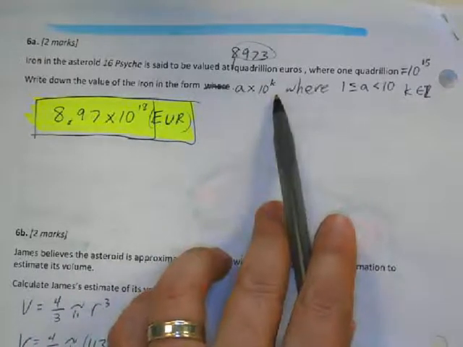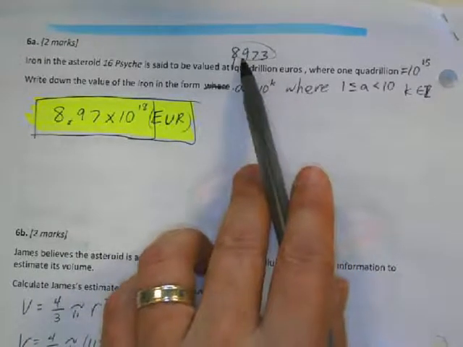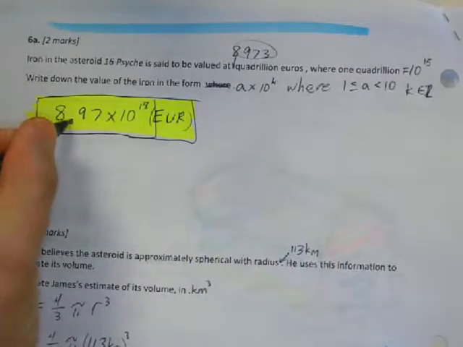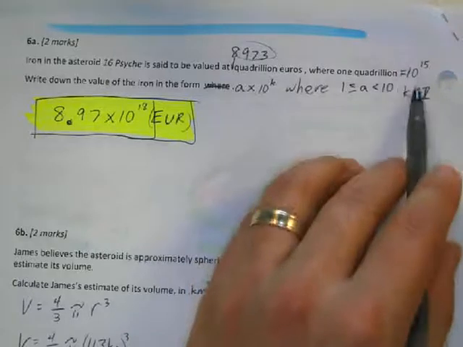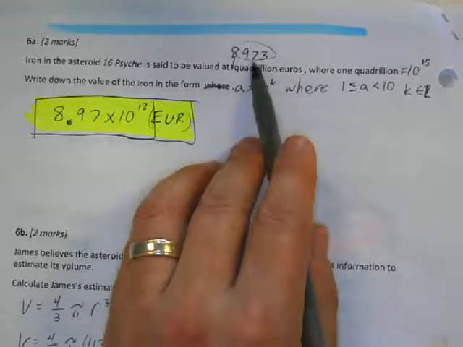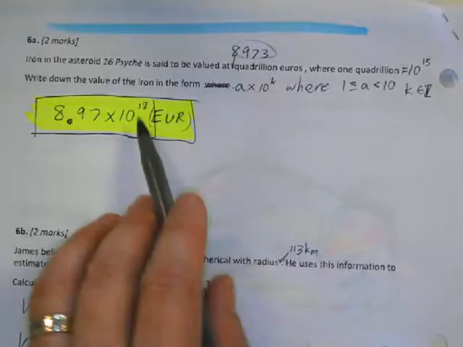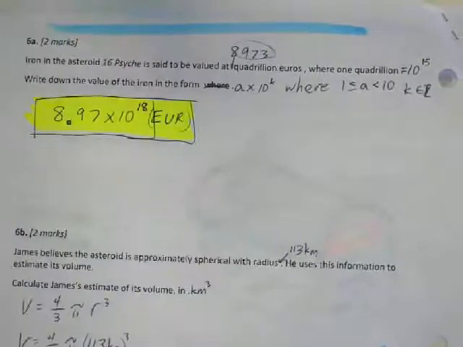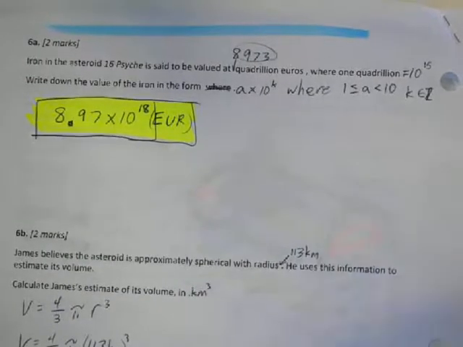Okay, so basically we want this decimal to be between the 8 and the 9. And we know a quadrillion is 10 to the 15th power, so if I'm going to move this decimal over here, I'm moving it 3 spaces, so that's how we get 10 to the 18th power. Okay? I'm going to hit pause if you need more time to think about this.